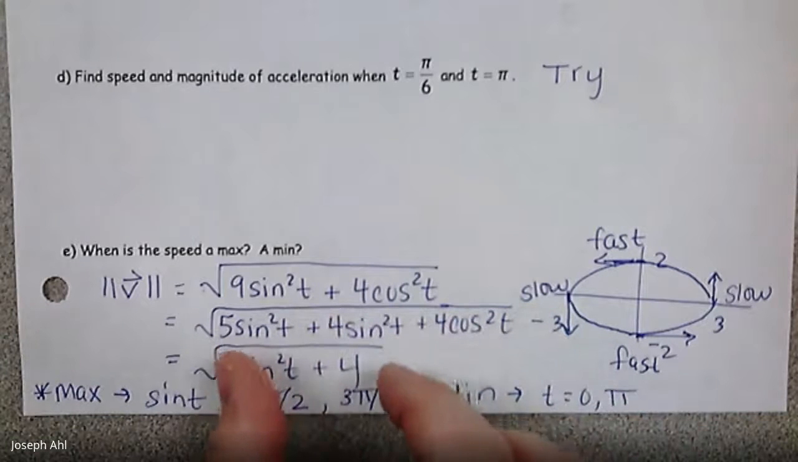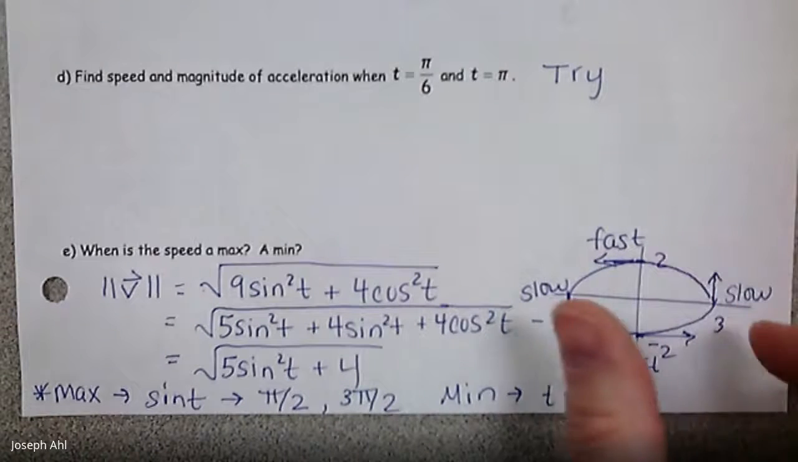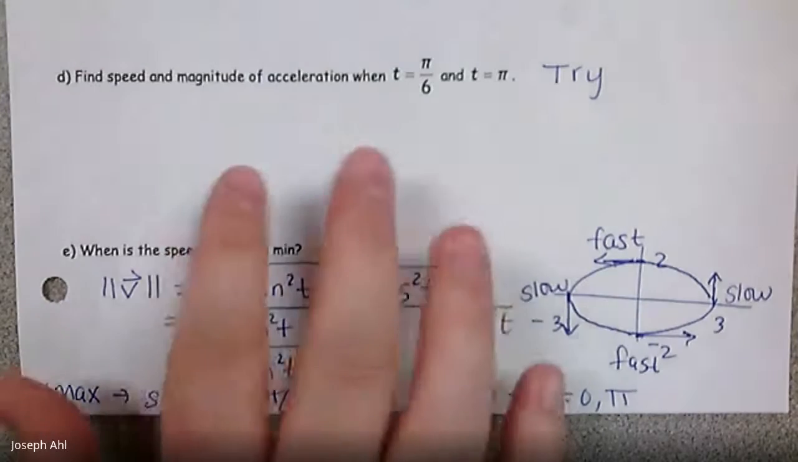Hopefully that quick little substitution made sense so we can get it down to one trig function. And then analyzing where that sine is at a max and a min helps us to know where the particle's traveling around. It's not always going the same speed, of course. It's going faster at these endpoints of the minor axis, slower when we round out to the endpoints of the major axis. We'll go over part C and D next time we're together.